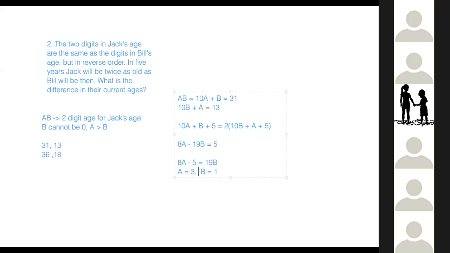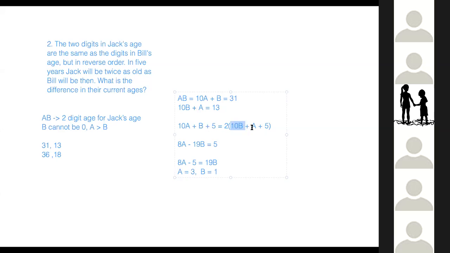So this is a more algebraic way of solving it. You can write this equation. The nice thing is when AB is a 2-digit number, you can always write that as 10A plus B, and the reverse is 10B plus A. Once you know that, you can have variables for Jack's age and Bill's age and write this equation. So 10A plus B is Jack's age. Jack's age in 5 years is 10A plus B plus 5, which is equal to twice Bill's age after 5 years.